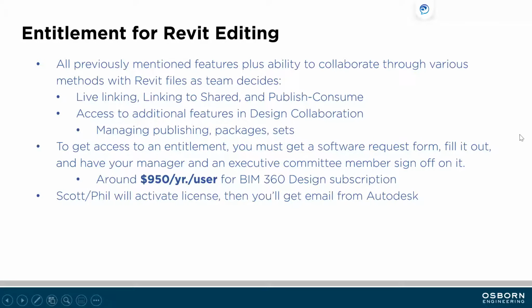To get access to a license, we have a software request form. It's about $950 a year per user for the subscription, but we can get access to a license with approval pretty quickly, usually within a day or so. Sometimes we have a couple on hand that we can turn over pretty quickly. But if you're interested in getting one, you don't have one, just fill out that software request form and then complete it. Send it to Scott or me, and you'll get an email from Autodesk alerting you that you've been granted access to an entitlement.